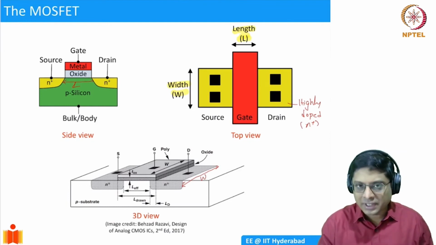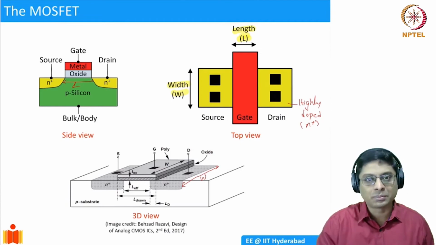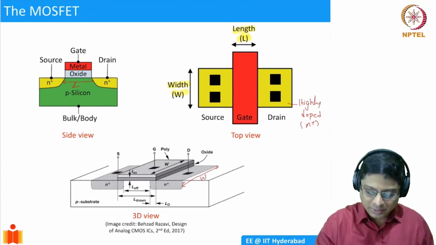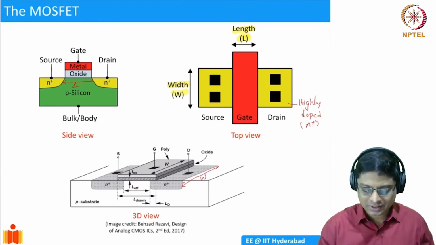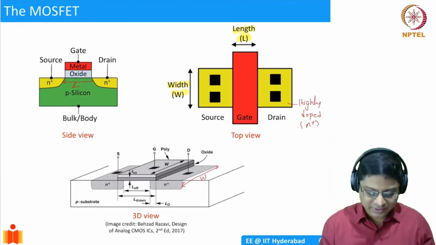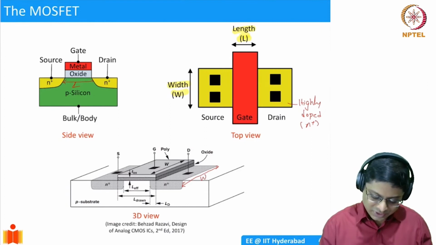I mean, it's not really separated in the same plane. The gate is actually out of the plane. But when you look at it from the top, it looks like the gate is separating the source and the drain, but it's only from the top, right? Physically, we see that there is this oxide in between.